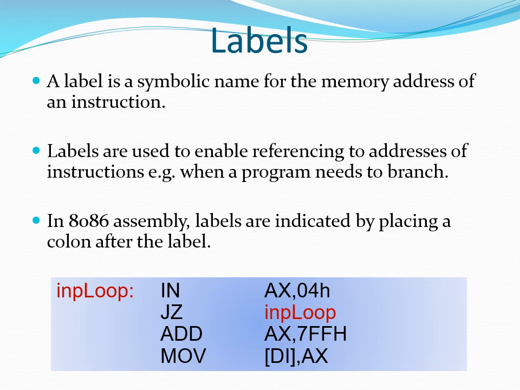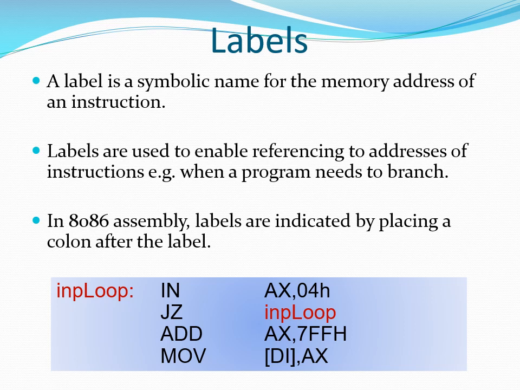In 8086 assembly language, labels are indicated by placing a colon after the label. We have got here an example to illustrate the use of labels. It is a program that continuously reads a port until a non-zero value is read.